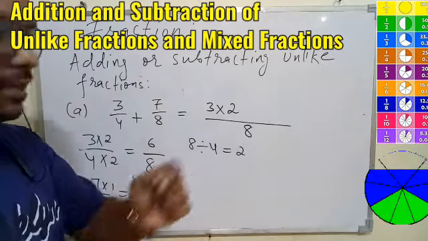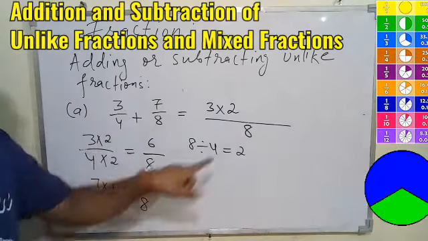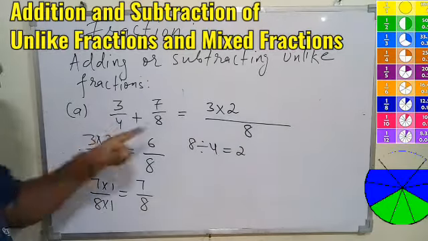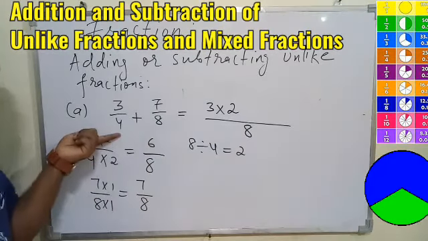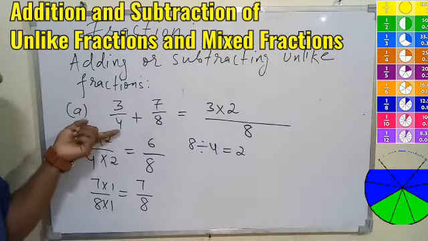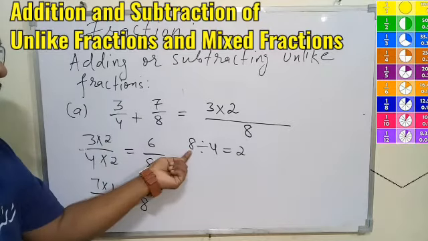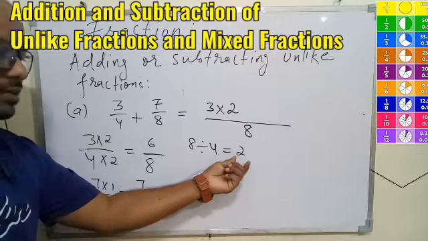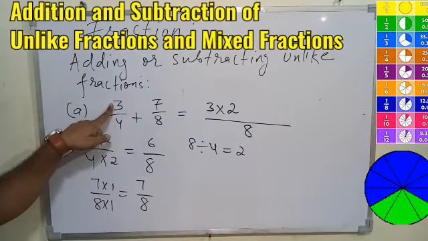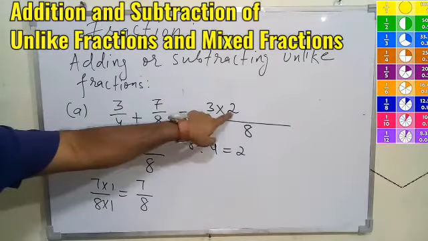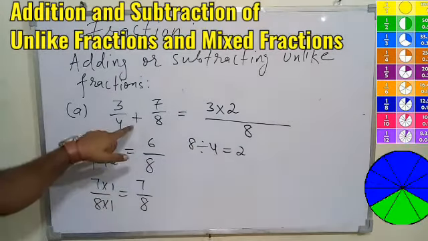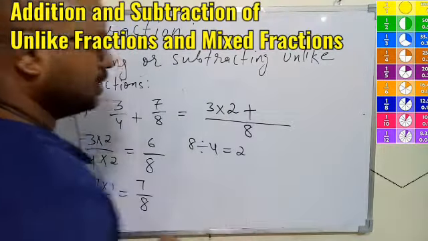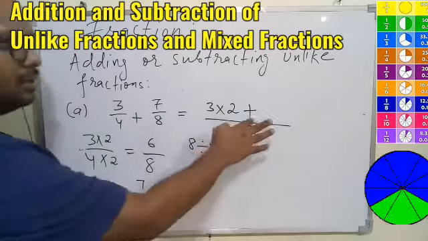So first we found the LCM of 4 and 8. We got 8. Now the same LCM has to be divided by the denominator of the first fraction, that is here we have 4. So if we divide 8 by 4, what will we get? 2. Whatever the answer is, that should be multiplied with the numerator. So here we can see 3 is multiplied by 2. In between we have a plus sign. So write the plus as it is.